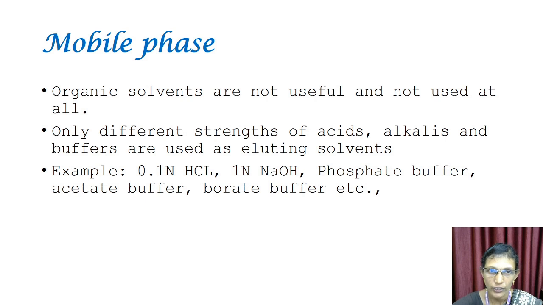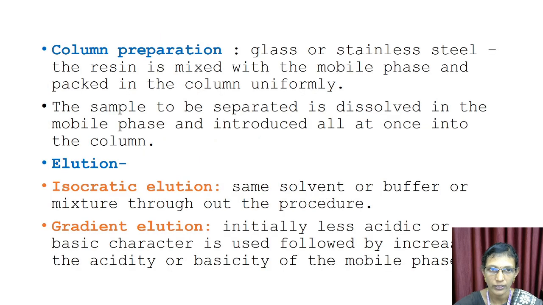In the mobile phase, we do not use organic solvents here. Only different strengths of acids, alkalis and buffers are mostly used as the eluting solvents. For example, 0.1 N HCl, 0.1 N sodium hydroxide or phosphate buffers. Likewise, they are used as mobile phases.